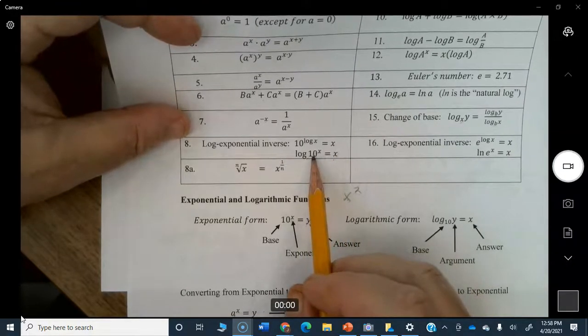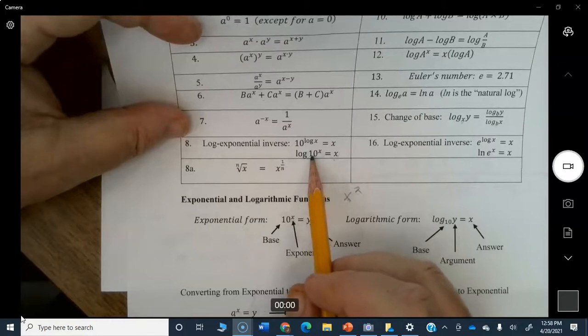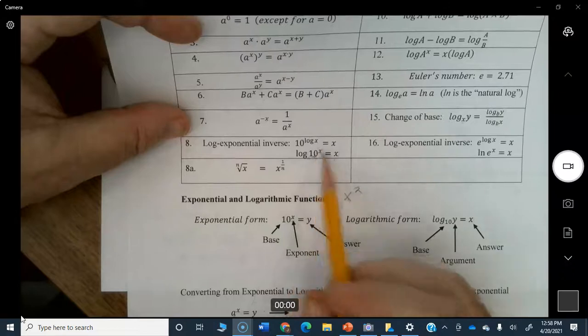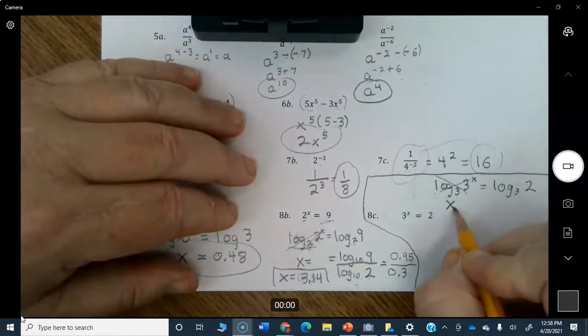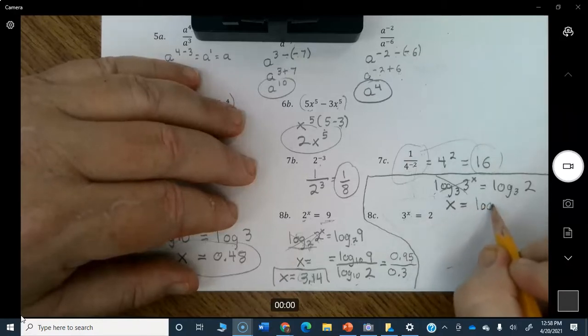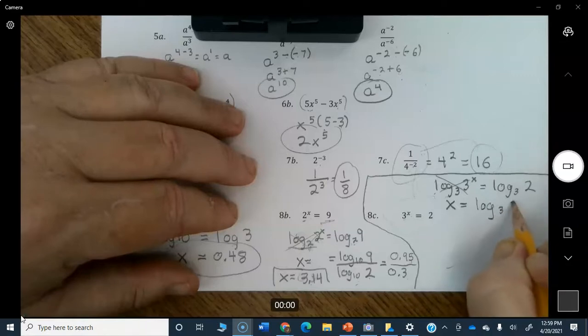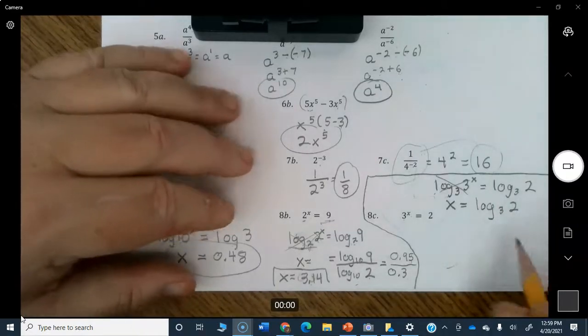But in these last two problems, that wasn't a 10 there. It was some other number. So in this case, it's a 3. So that means we have to use log of base 3, and then to inverse a 3 here. So that means that's going to become just x right there. So this one just becomes x, and this one becomes log base 3 of 2.